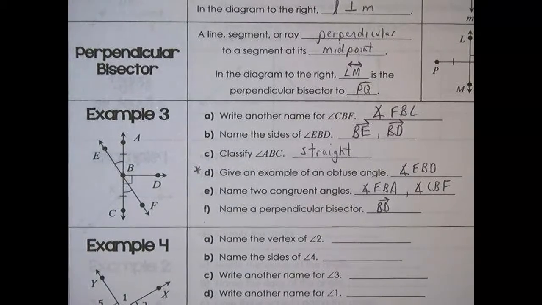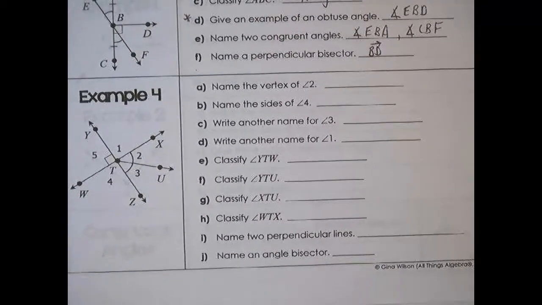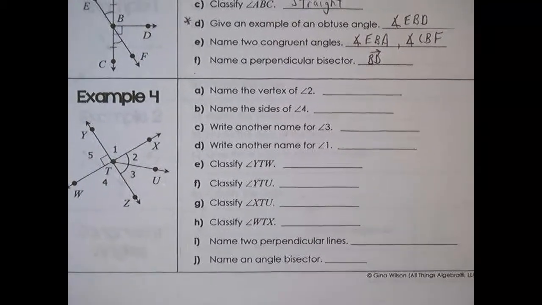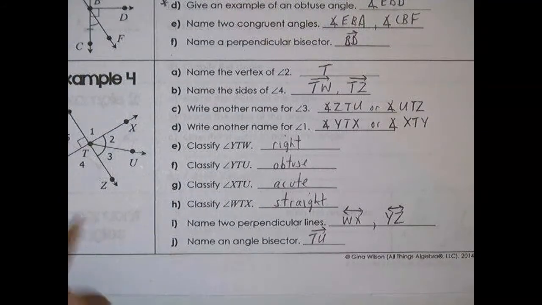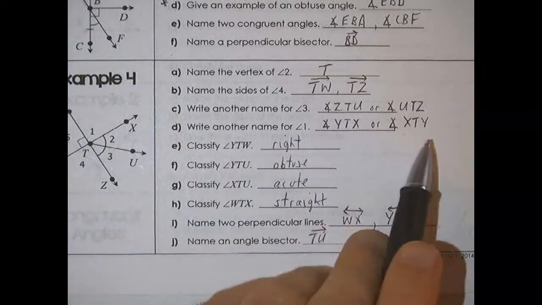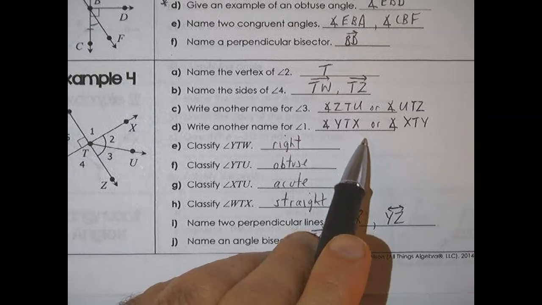Okay, let's try one more. You try the last one here, and we'll compare answers for example 4. Okay, and these are all the answers. There's not a lot of choices here, so I didn't have to put any asterisks. For C and D, I did write them in both ways that you could write it.